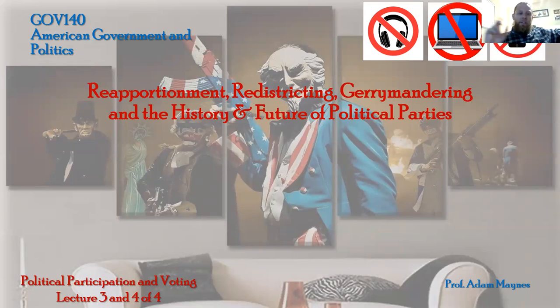So today what we're discussing is reapportionment, redistricting, gerrymandering, and the history of political parties in the United States. So again, this is to finish up the political participation and voting lecture series. Traditionally, this has been done over 2 days, but I'm going to just do it in 1 lecture, and I've shrunk it down a little bit to make it quicker. I've got a time frame of how long I'm hoping this will be. Let's see if I can hit it. But obviously, you guys know how long this took already, because you can see the time.